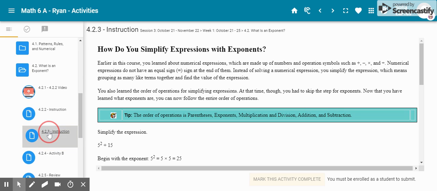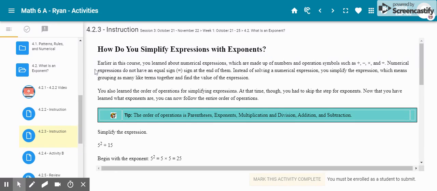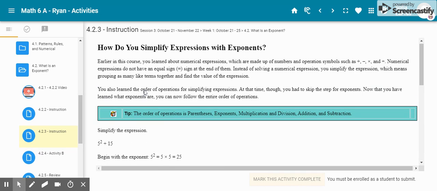Okay, let's keep moving down the list here. We're going to jump into this next piece of instruction. And our question is, how do you simplify expressions with exponents? So let's read through this first little bit here, and then I'll give you some guidance on what to do next.